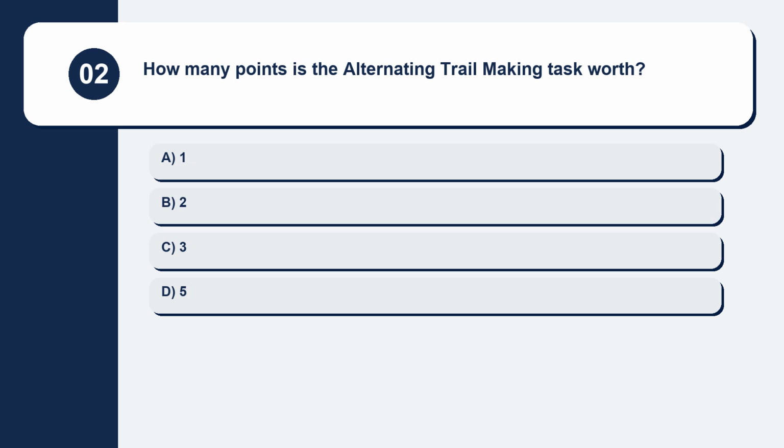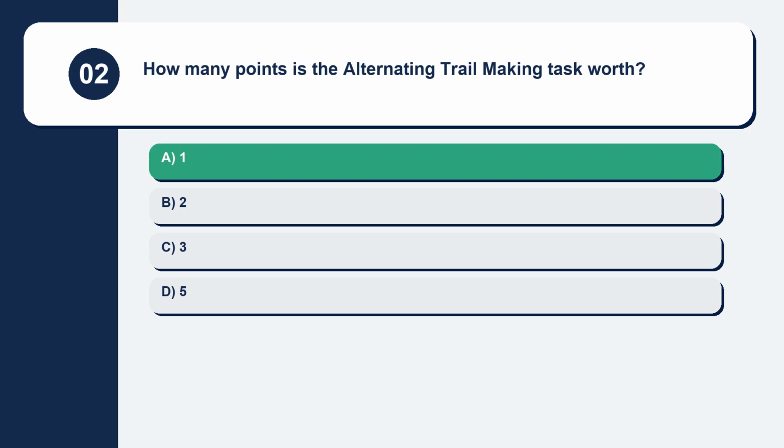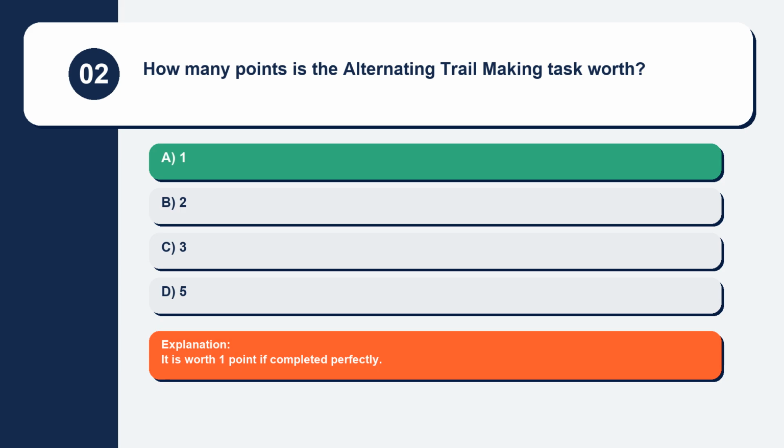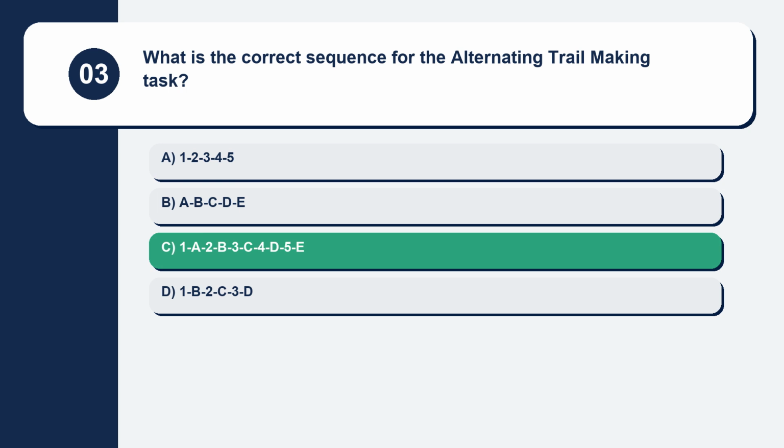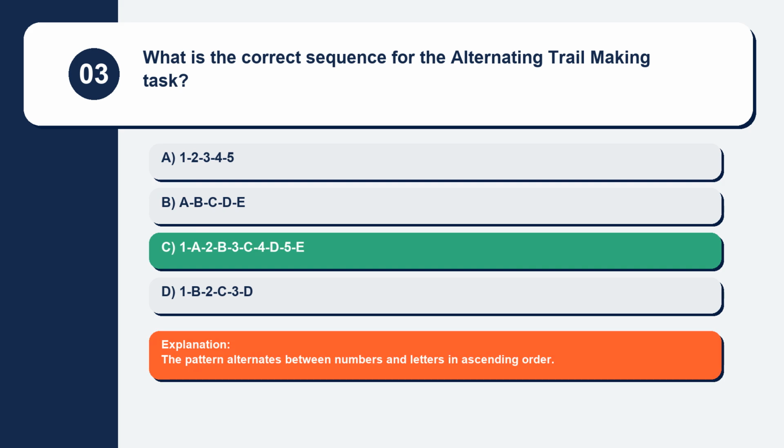Question 2. How many points is the alternating trail making task worth? 1, 2, 3, 5. It is worth 1 point if completed perfectly. Question 3. What is the correct sequence for the alternating trail making task? 1-2-3-4-5, A B C D E, 1 A 2 B 3 C 4 D 5 E, 1 B 2 C 3 D. The pattern alternates between numbers and letters in ascending order.